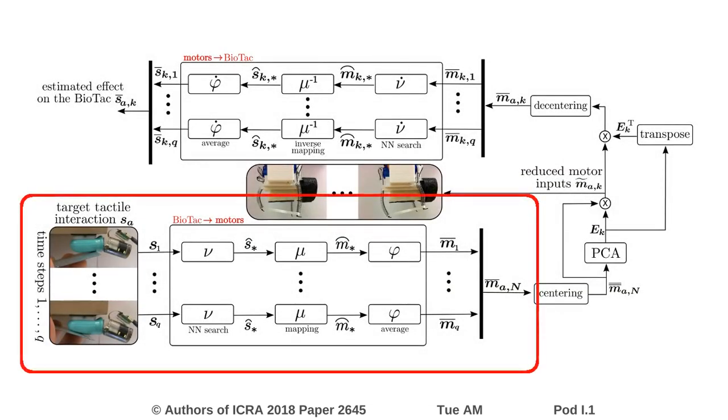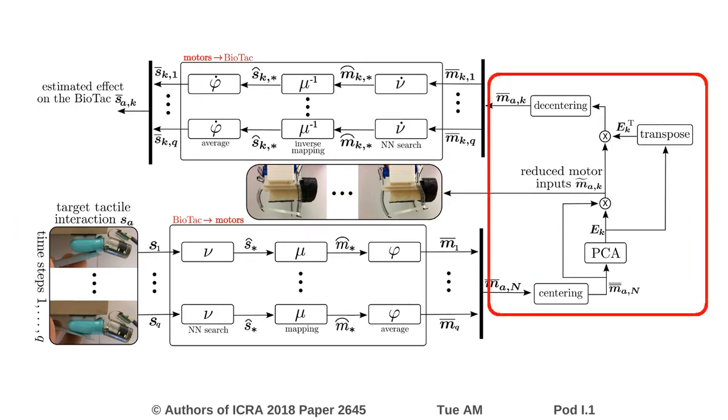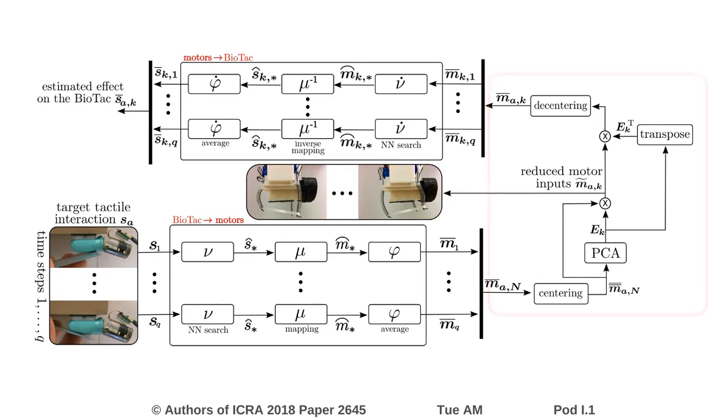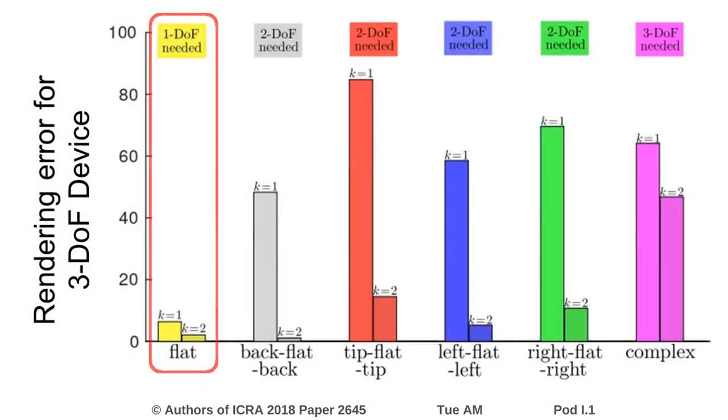First, we calculate the motion needed for the original cutaneous device to render the considered target interaction. Then, we run a principal component analysis to search for possible couplings between the original motor inputs, looking also for the best way to reconfigure them. If some couplings exist, we can redesign our cutaneous device with fewer motors, optimally configured to render the target tactile sensation. The flat interaction requires only one principal component to be rendered correctly by our device.